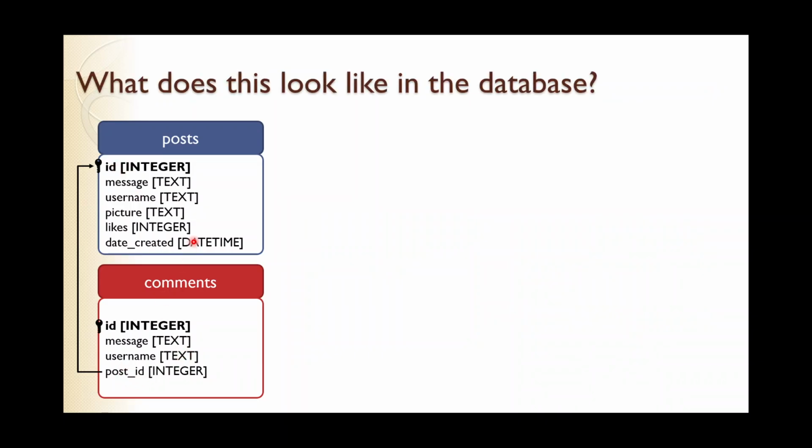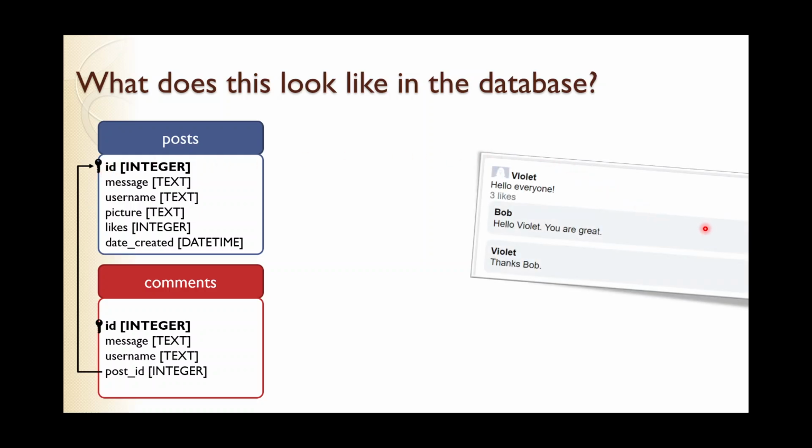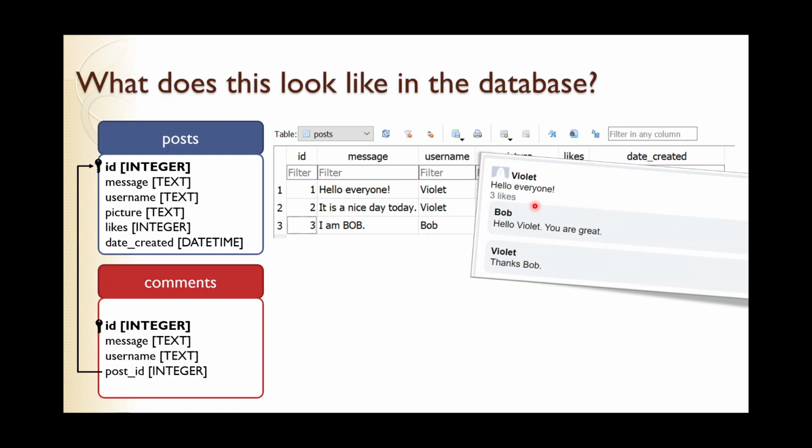These two tables here, comments and posts, they are linked. The post ID here has to match an ID in the posts table. Hopefully, the end product will match something like this. I will have a post. The post has a message here, which is hello everyone. It has a username, it has a picture, likes, date created, all that stuff. But each post could have multiple comments. So that's what I want to be able to store in the database and show on my site.